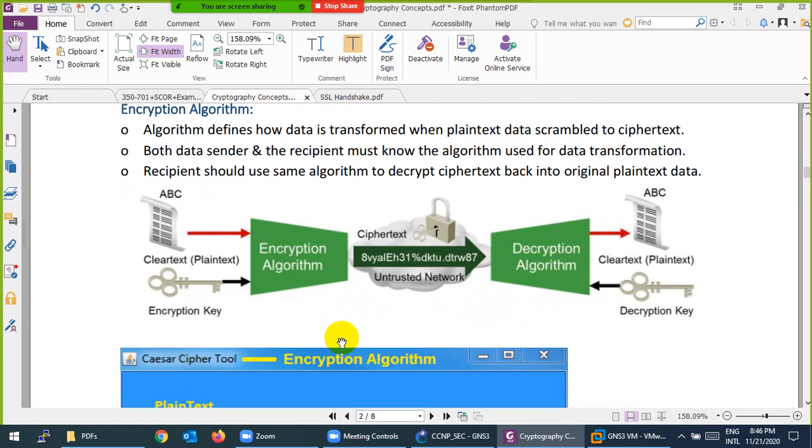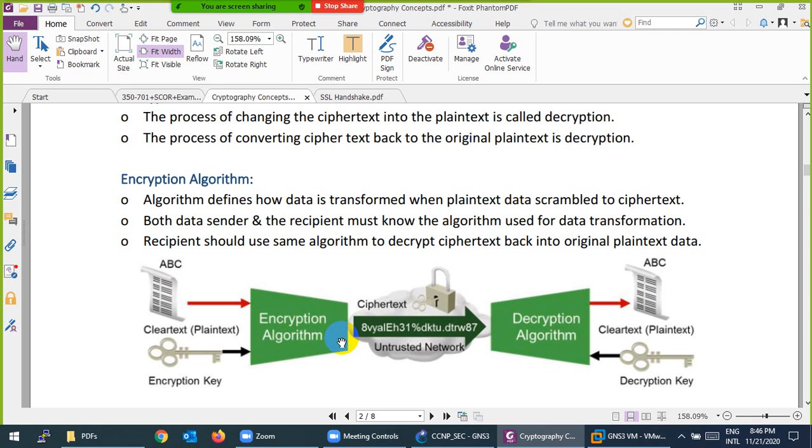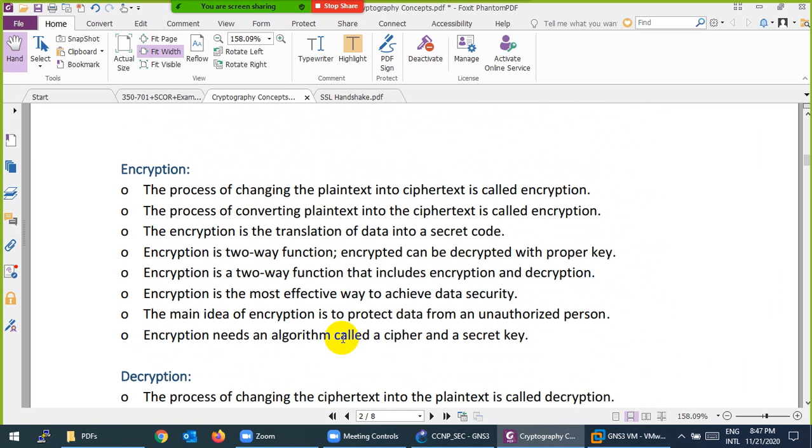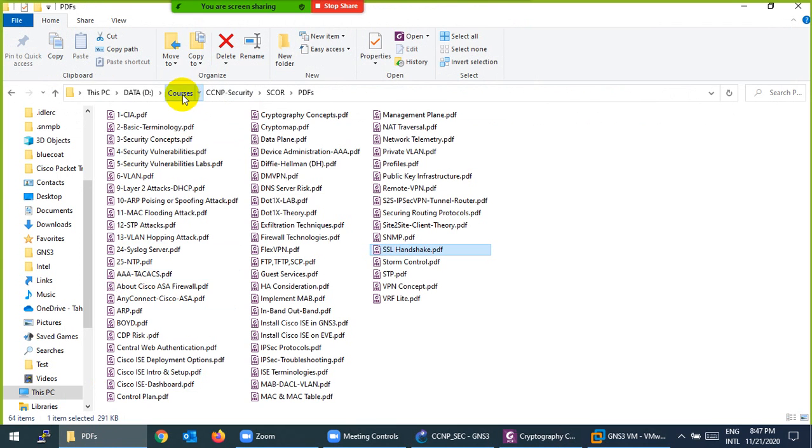And the method, technique, formula, way we use to convert plain text to ciphertext and ciphertext to plain text is called an algorithm, an encryption algorithm. So an encryption algorithm is nothing but the technique, formula, or method to convert plain text to ciphertext and ciphertext to plain text. So these basic terminologies are clear. Now let me give you an example in the simplest way.